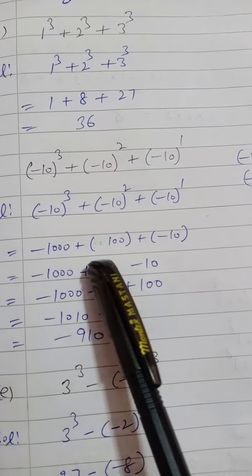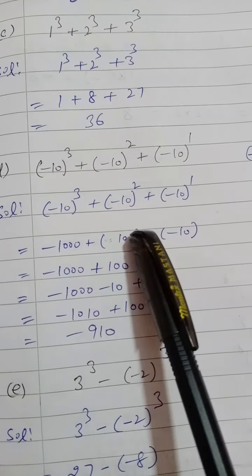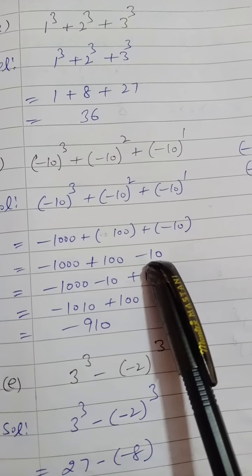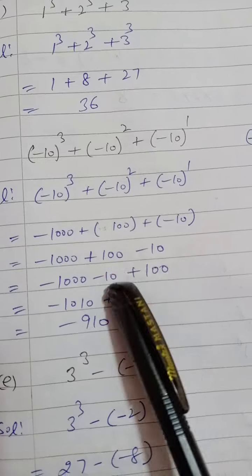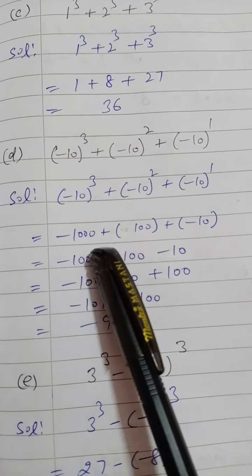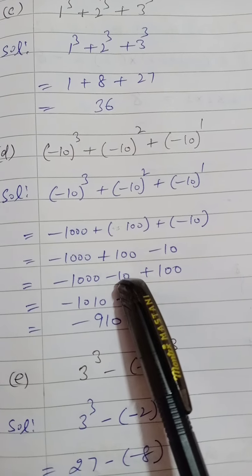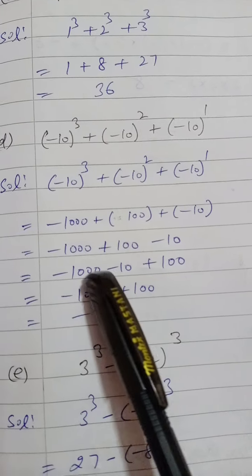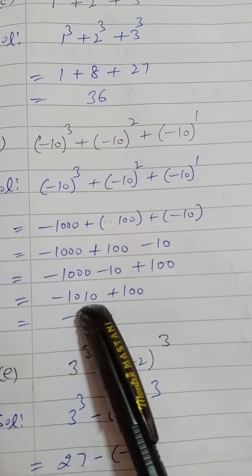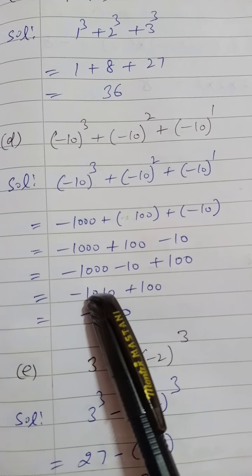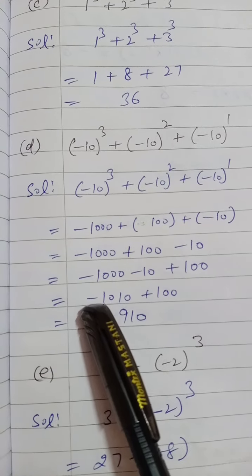So it will be minus 1000 plus 100 and minus minus 10. Now there are 3 numbers, so we will write same sign numbers together. Minus 1000 minus 10 I have written here, and 100 separately. Now first we do the same sign sum. So I have done their sum, add, and the sign will be of both.